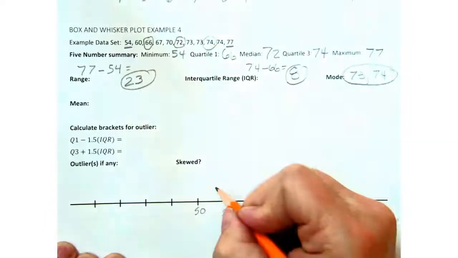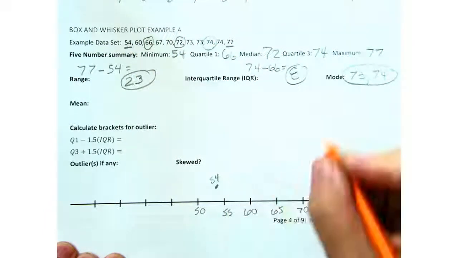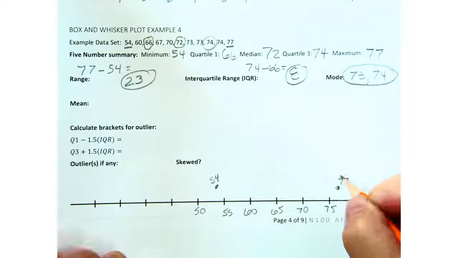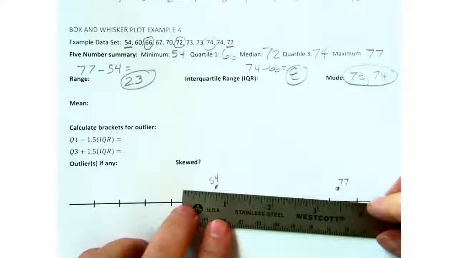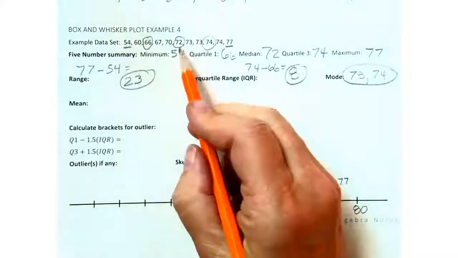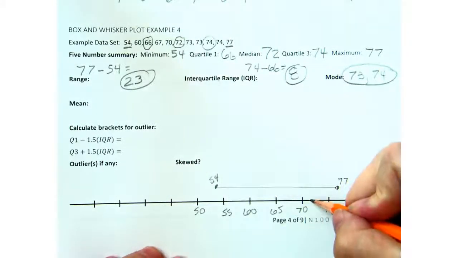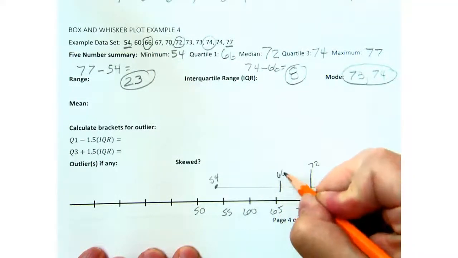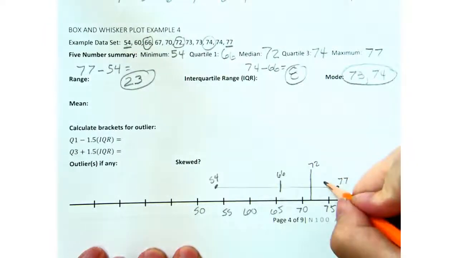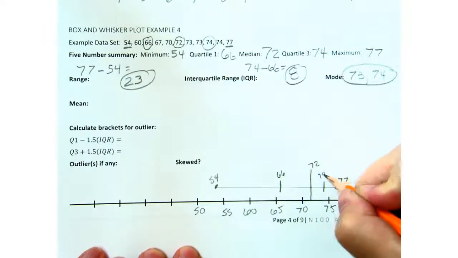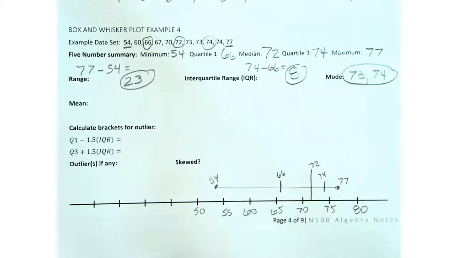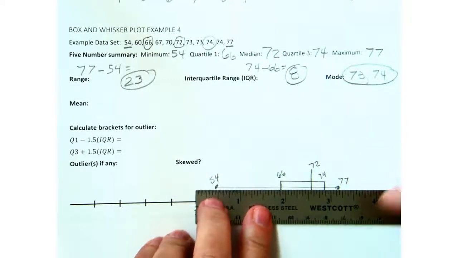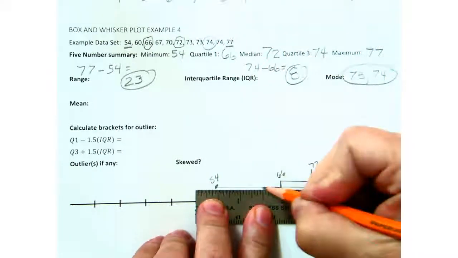Mark the minimum with a dot at 54 and label it. Mark the maximum with a dot at 77 and label it. Connect the dots with your ruler. Draw a long vertical line at the median of 72 and label it. Draw a short vertical line at quartile 1 at 66 and label it, and another at 74 and label it. Connect the two short lines to make the box. Darken the whiskers to complete the box and whisker plot.